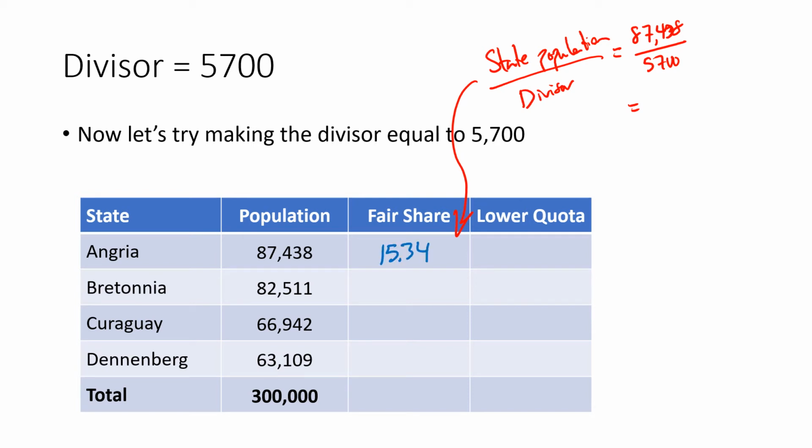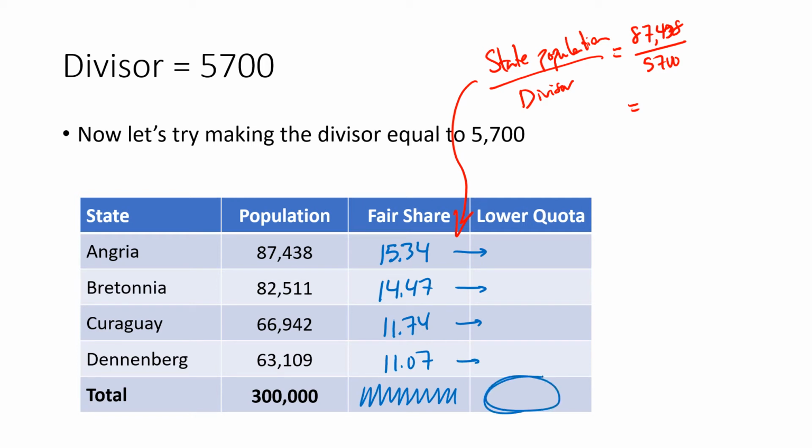And I'm going to do the rest of the states the same way. So here's how those work out. Again, I don't really care what these new fair shares add up to. That's not really relevant to me. What I'm hoping is that when I round all these numbers down, those numbers will add up to 50. So I'm keeping my fingers crossed.